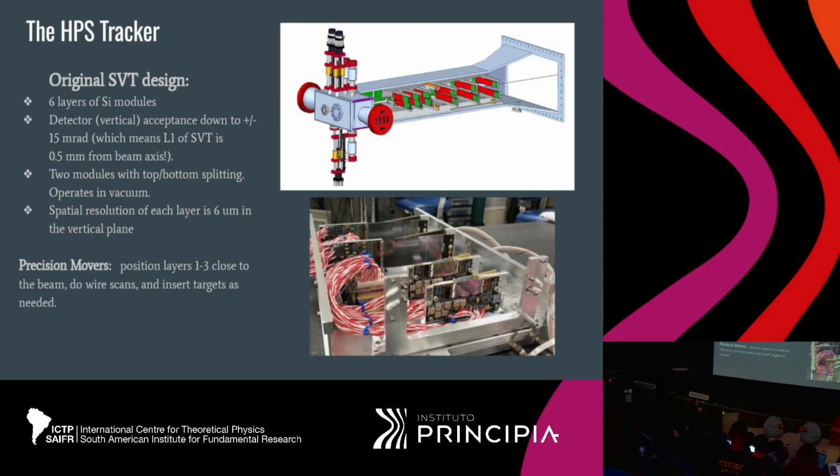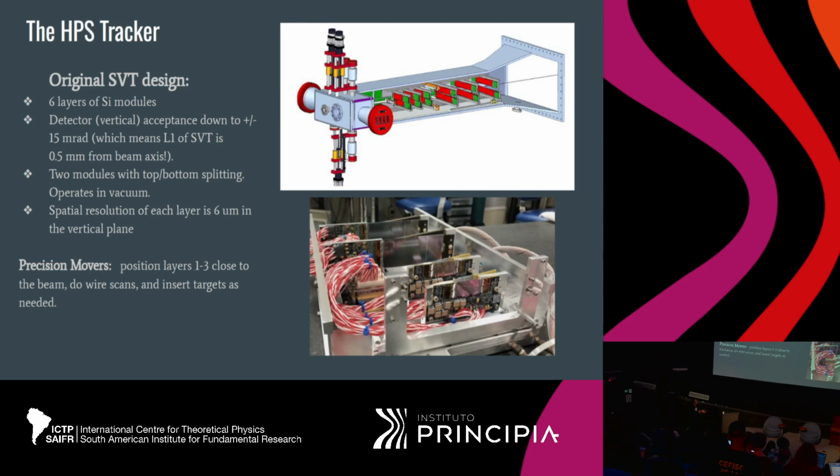So, a bit more in detail about the design of this silicon vertex tracker. It's made by 6 layers. This was the original design. Now they added one more for more resolution, but that does not change the idea. And it has an acceptance which goes down to 15 millirad, which means that you are close up to 0.5 millimeter from the axis of the beam.